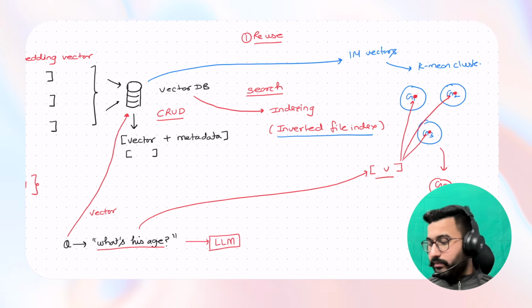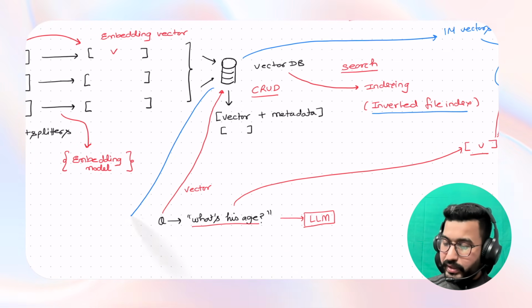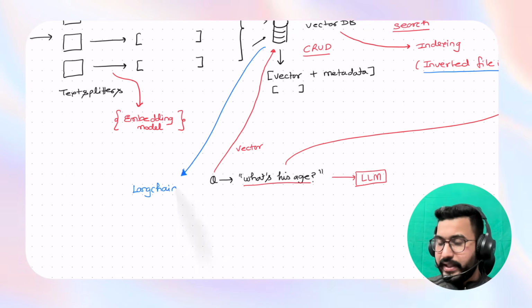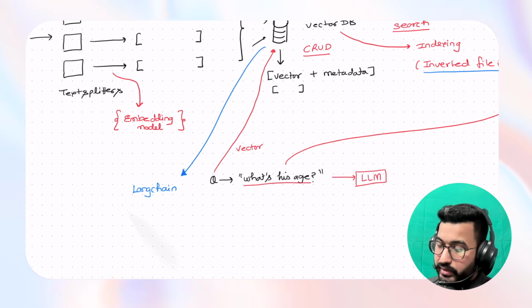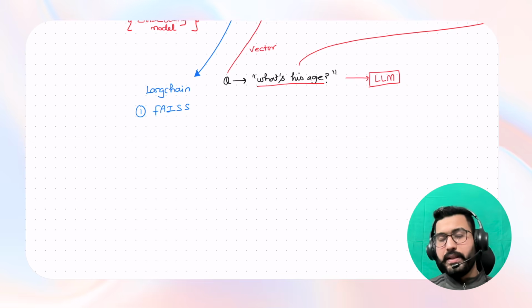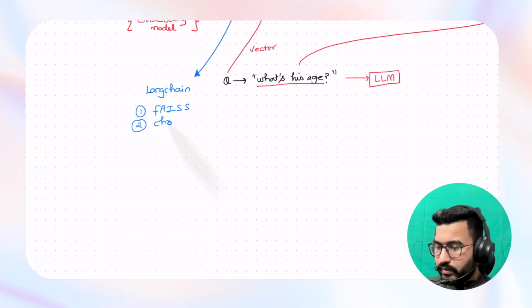Now in Langchain, Langchain provides vector database as a component, and since it is a component by Langchain, it is also a runnable. So in Langchain, we have multiple vector databases which are available to us. One of the databases available to us is FAISS. This is basically the vector database from Facebook. So this is known as Facebook AI Similarity Search. The second one is Chroma. Another one is Pinecone.